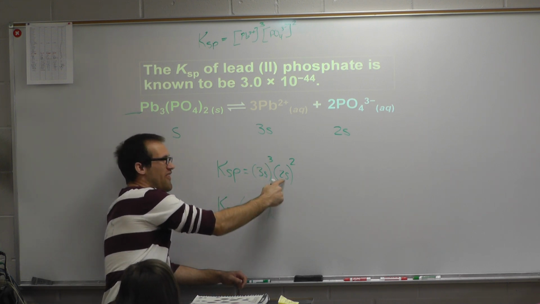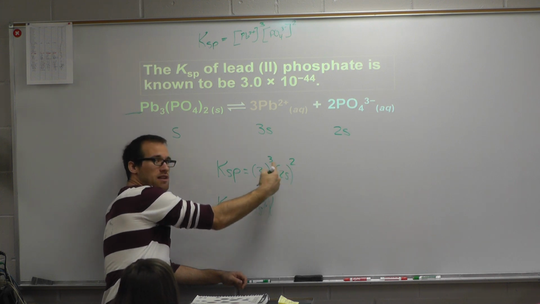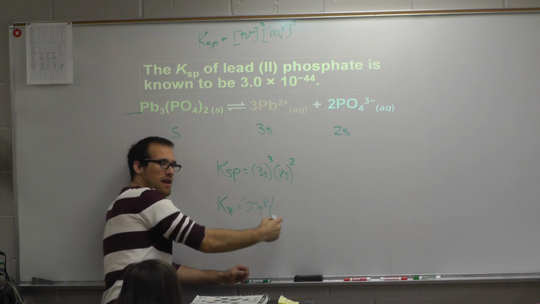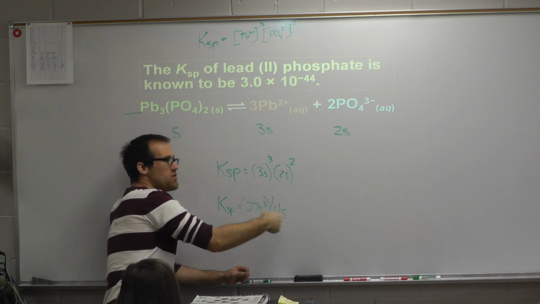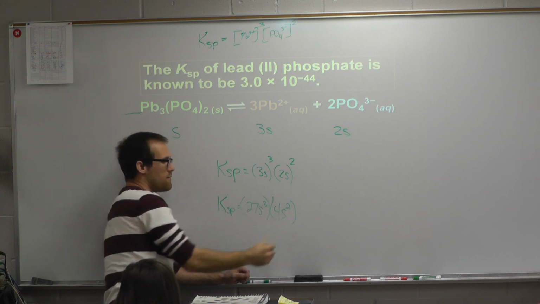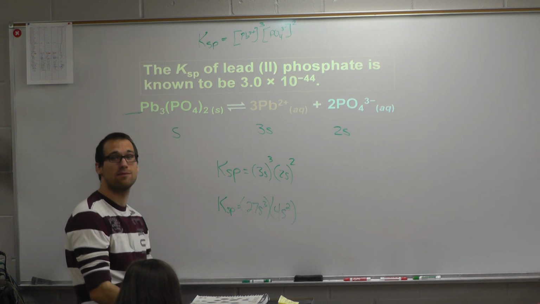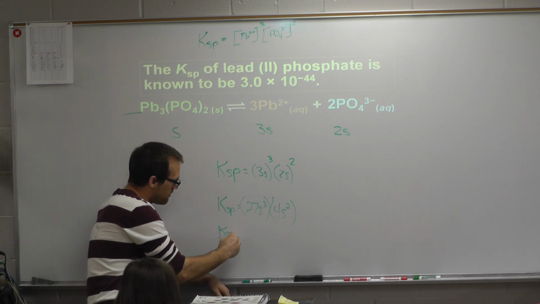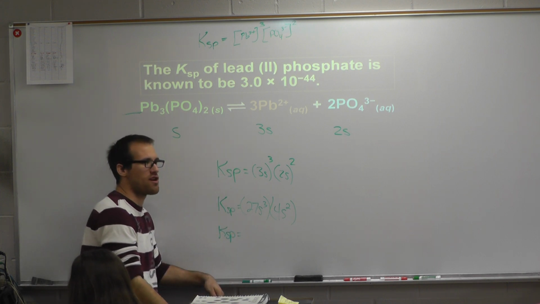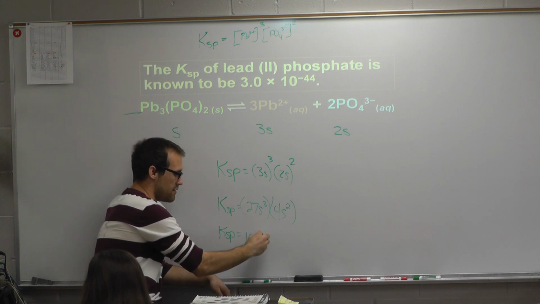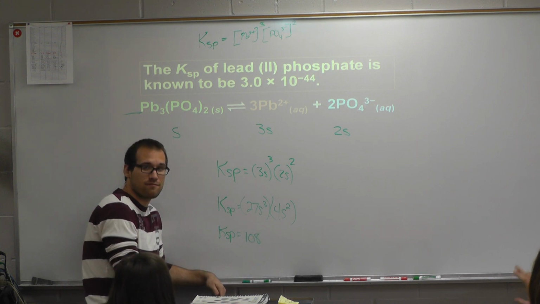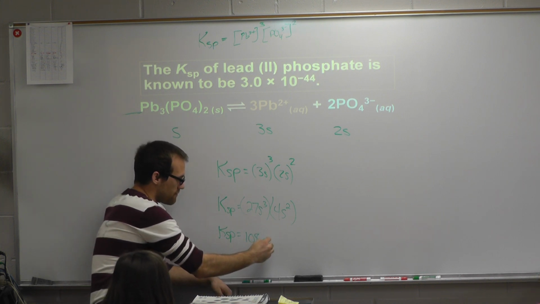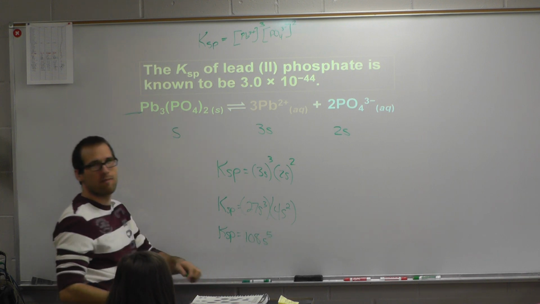Let's now simplify this. 2 gets distributed to both. 2 squared is 4, S to the second. Now let's simplify further. What's 27 times 4? 108. So we have 108 S to the fifth.